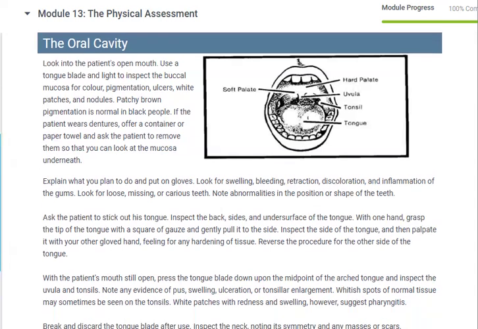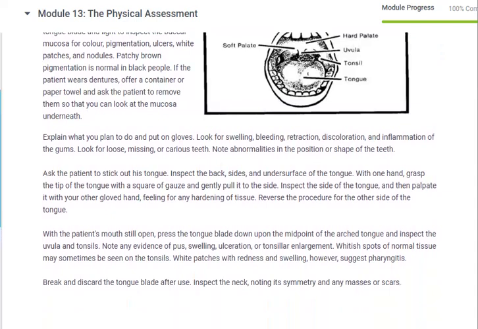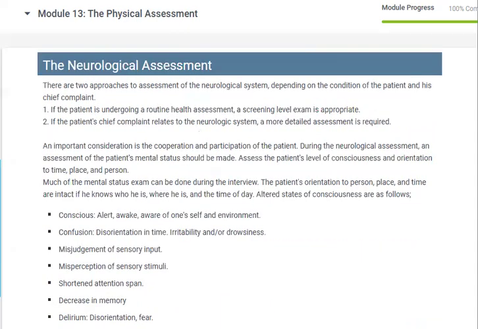The neurological assessment. There are two approaches to assessment of the neurological system, depending on the condition of the patient and his chief complaint. 1. If the patient is undergoing a routine health assessment, a screening level exam is appropriate. 2. If the patient's chief complaint relates to the neurologic system, a more detailed assessment is required. An important consideration is the cooperation and participation of the patient.